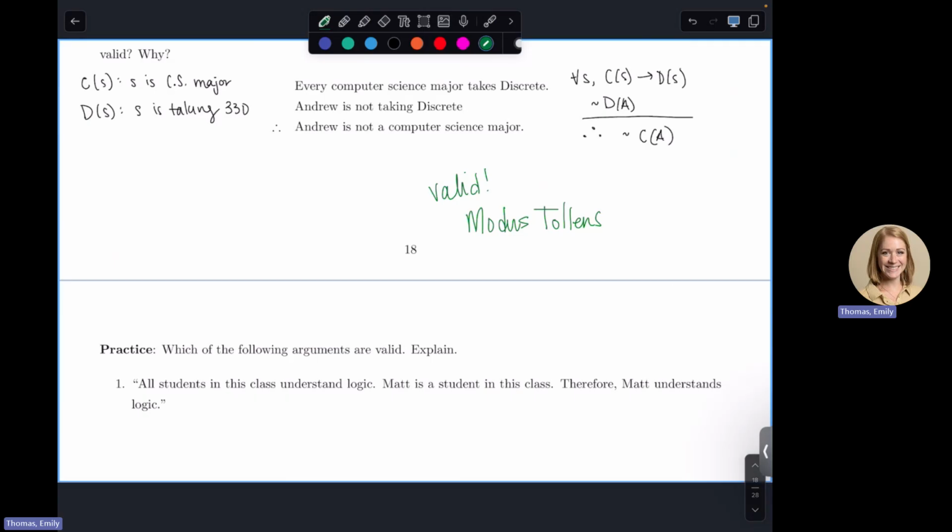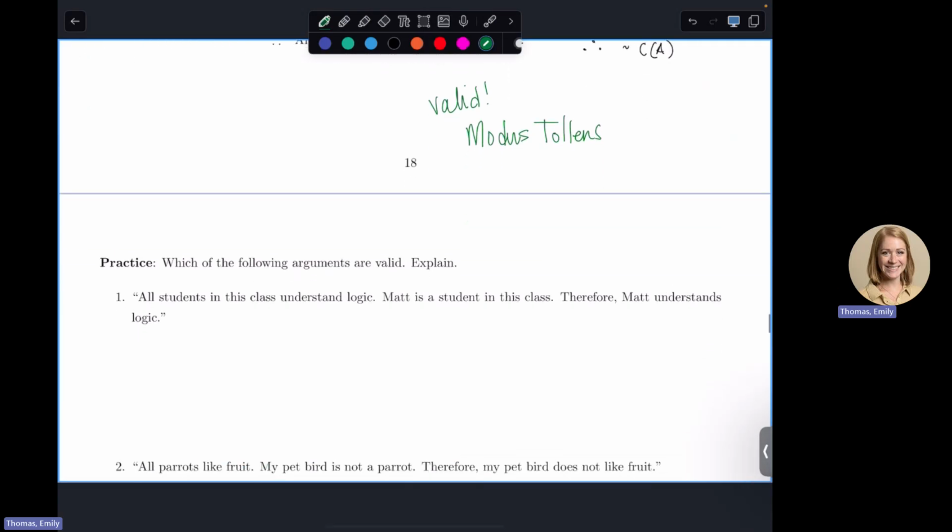Okay. So our first practice problem: all students in this class understand logic. Matt is a student in this class, therefore Matt understands logic. We're going to walk through this. We're going to put it in symbols. We're going to go from there. So for that first sentence, let's give domain and predicates here. S is going to be students in this class, or S is just students. That's our domain. Let's go with D of S is that student S is in discrete, or in this class?